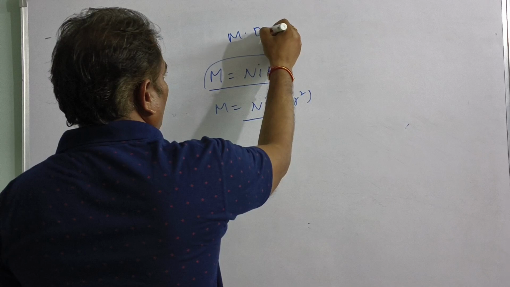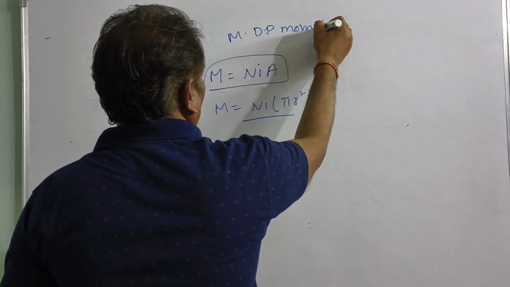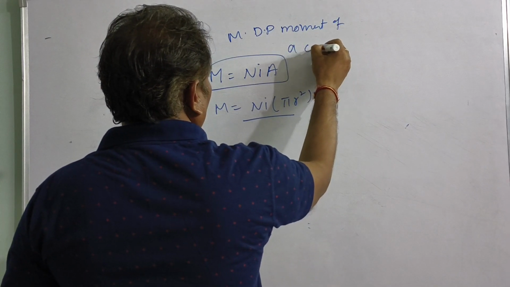Magnetic dipole moment of a current loop.